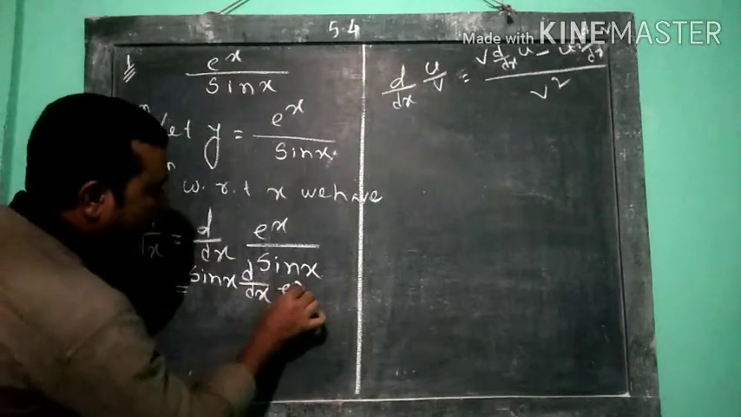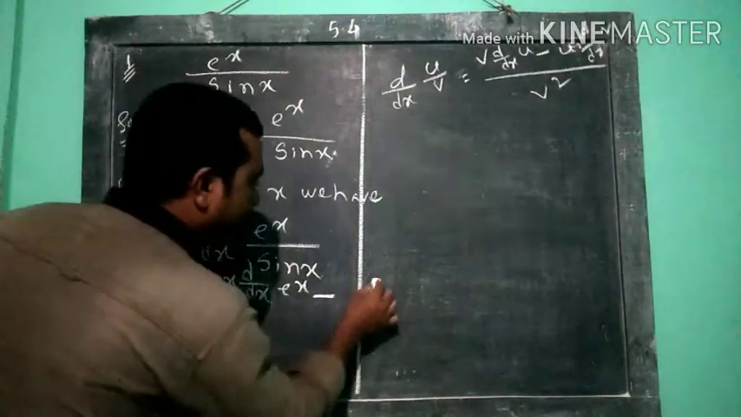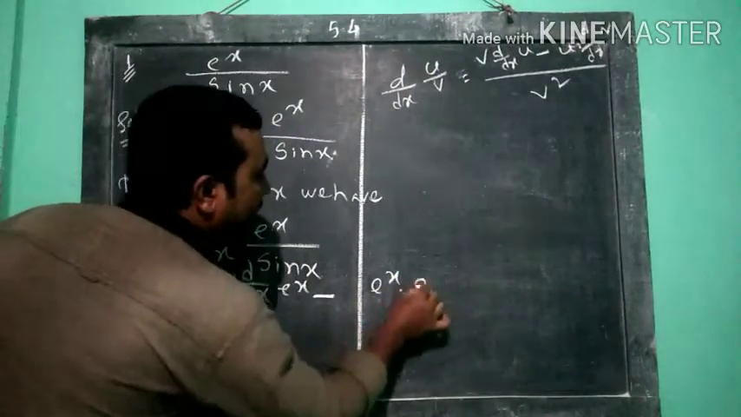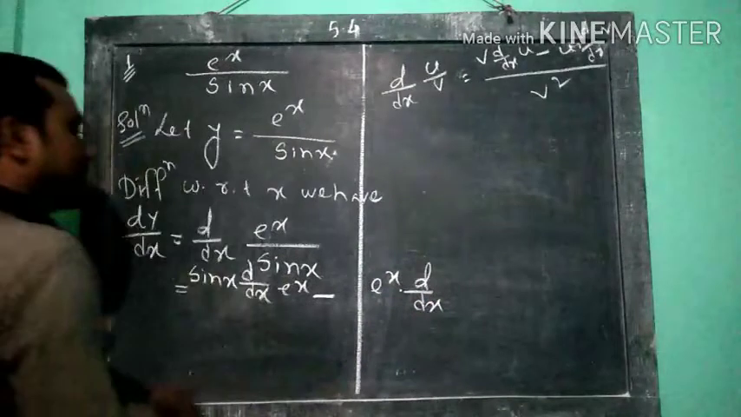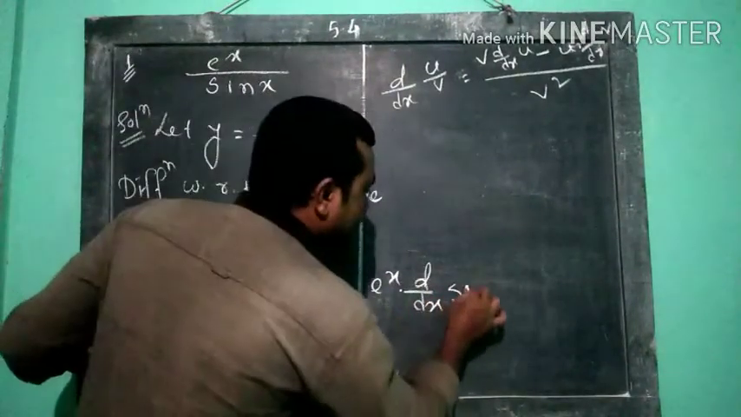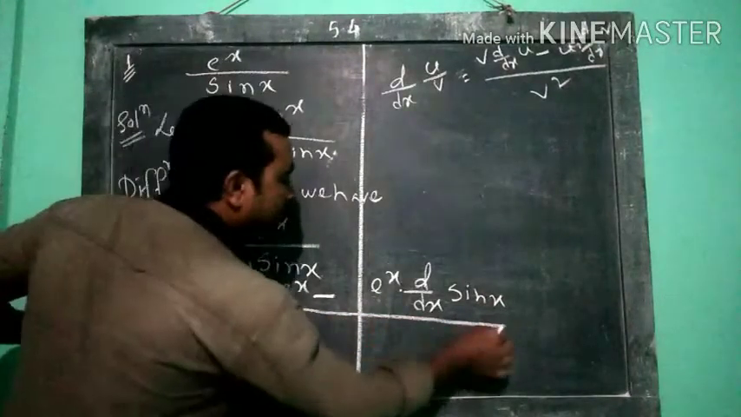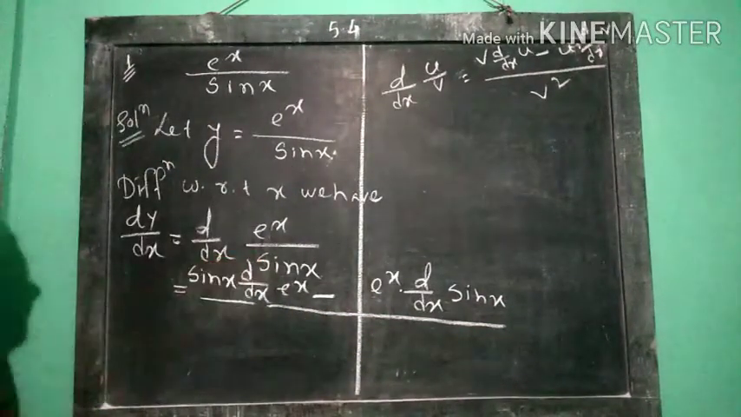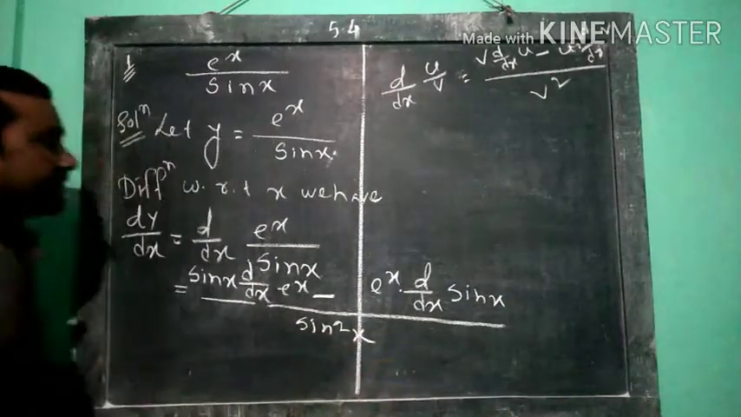U is e to the power x, minus u, which is e to the power x, into d/dx of v. V is sin x, so right here sin of x, divided by v square. Here v is sin x, so right here sin square x.